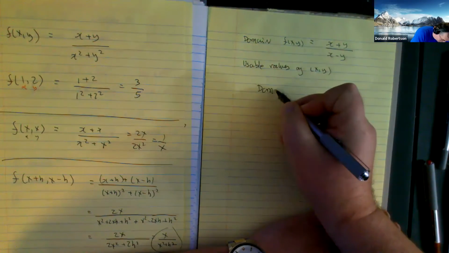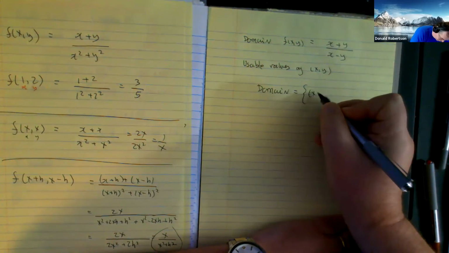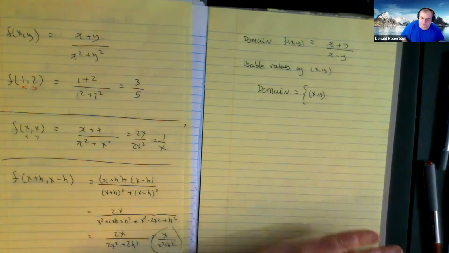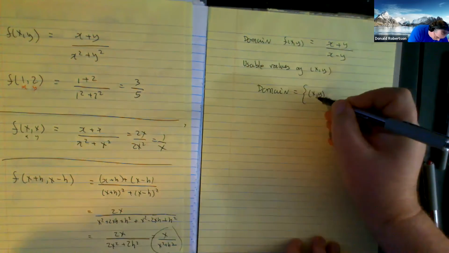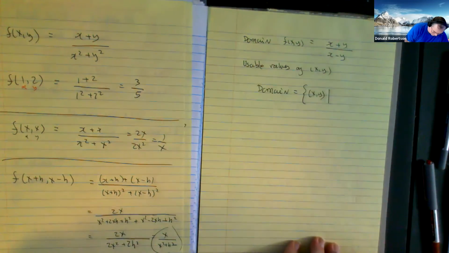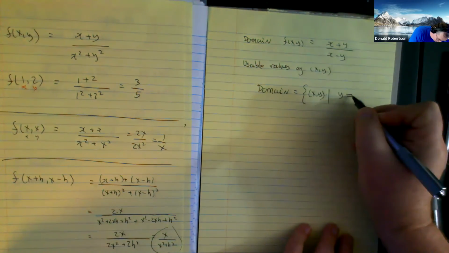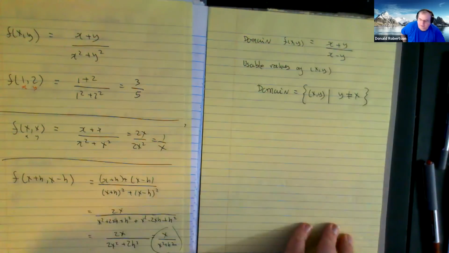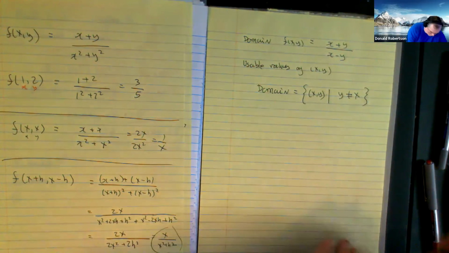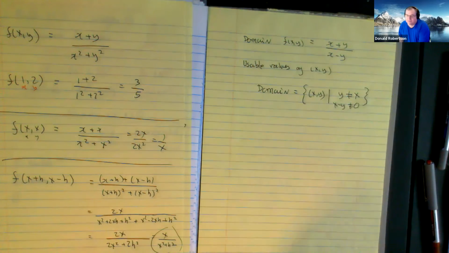Well, the domain would be written, if we use set builder notation, which is actually the only real sensible way of tackling this, you write the set of all points x, y, then you put a vertical line, which means such that, and then you just say that. Or that.